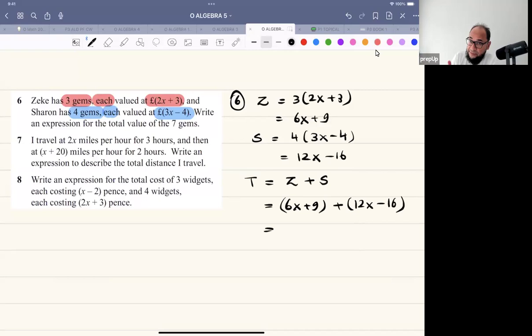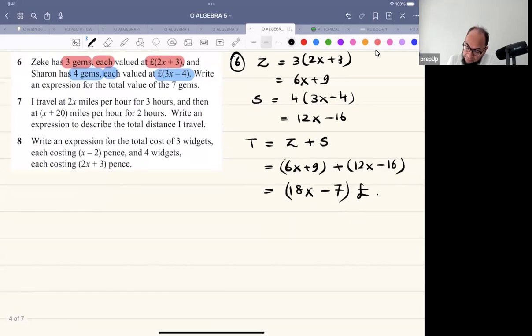Focus on these steps. You have to show every single step. So 6 plus 12, that is 18x. So let me write 18x over here. 9 minus 16 is negative 7. That is the answer, and the unit is pounds over here.